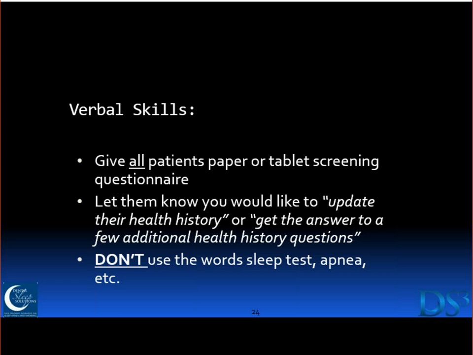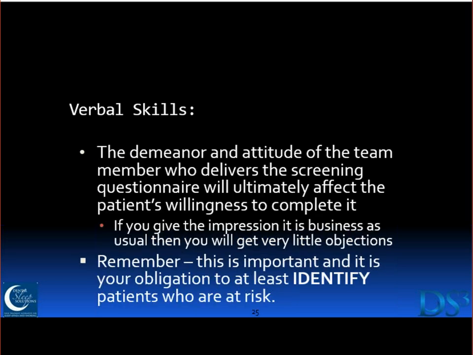People don't like to be labeled with things, especially if they don't know they have them yet. So let's just say it's business as usual is what you need to remember. I think when we get insecure about what we're doing and we act like it's a big deal, the patients sense that. If this is just something that we do every day, I just don't have patients who give me any objection to filling out these forms. Our goal is just to gather some information and then identify, hey, these people are at risk. We're making it sound simple because it is.